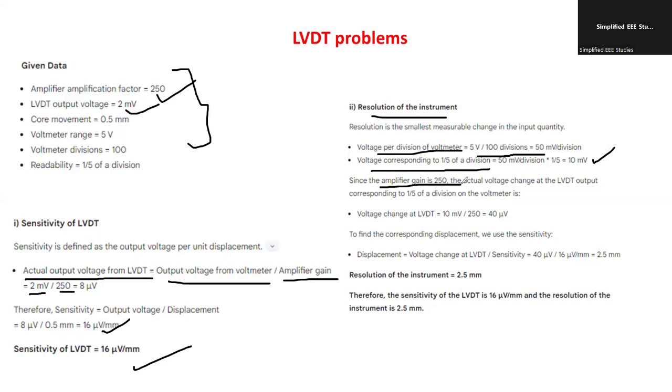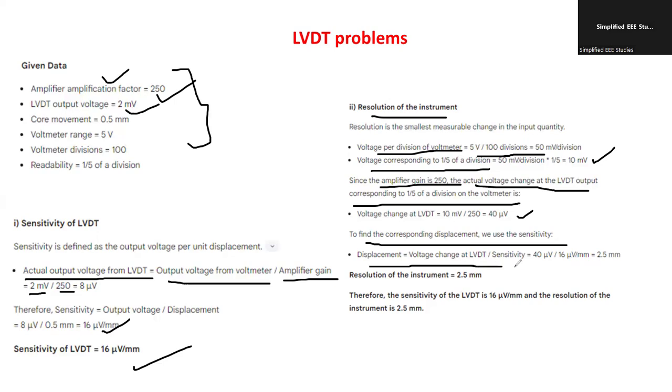So amplifier gain, the amplification factor, is 250. Then the actual change of the LVDT output corresponds to 1 by 5 of the voltmeter division. So what you are supposed to do is take the ratio of 10 millivolt to 250, where 250 is the amplification factor. Then to find the corresponding displacement, we use the sensitivity. So displacement is nothing but voltage change at LVDT divided by sensitivity.